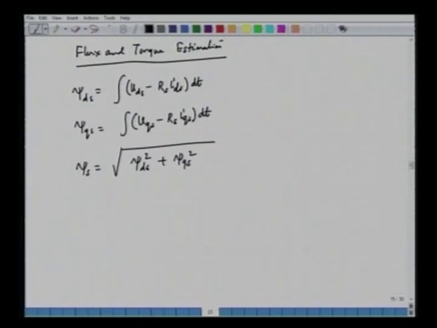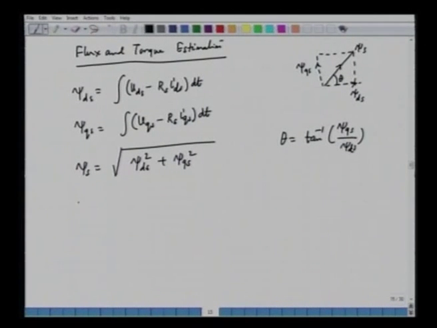What about the sector information? The sector information can be calculated. Theta is equal to tan inverse of psi qs by psi ds, because we know in this case this is our psi s and this component is psi ds, the stationary reference frame components, and this will be psi qs and this angle is theta. So, we can take simple tan inverse of psi qs by psi ds, and that will be our angle theta.